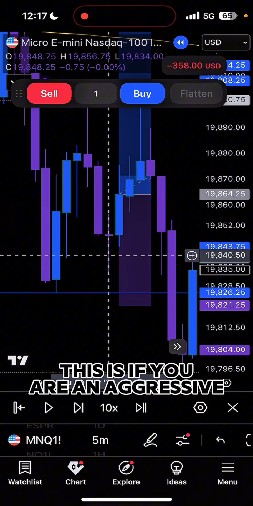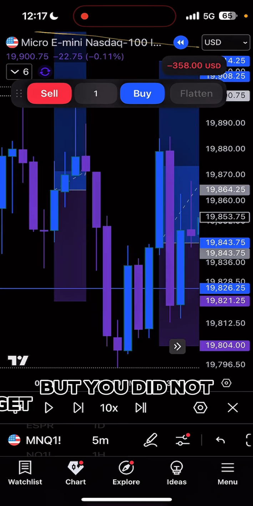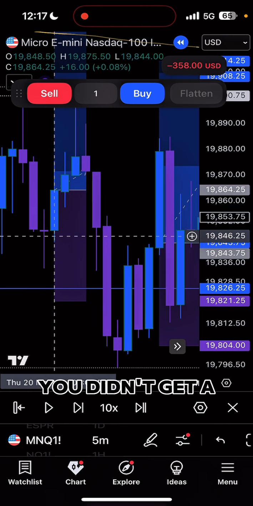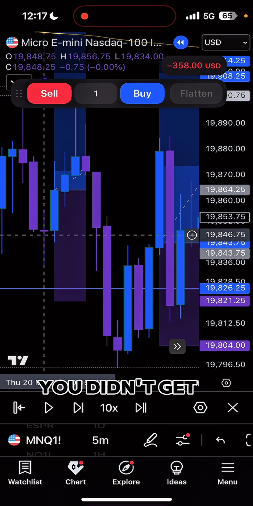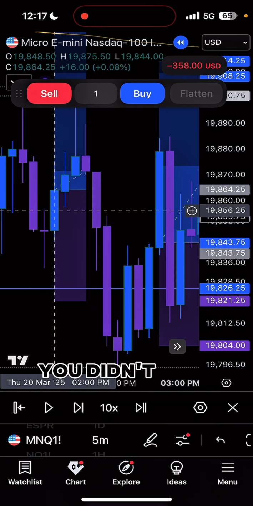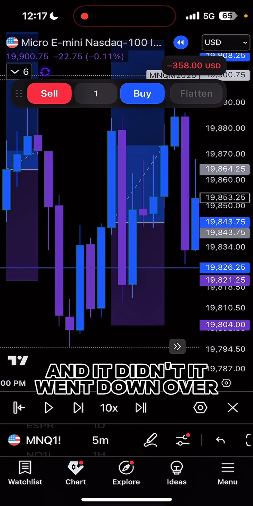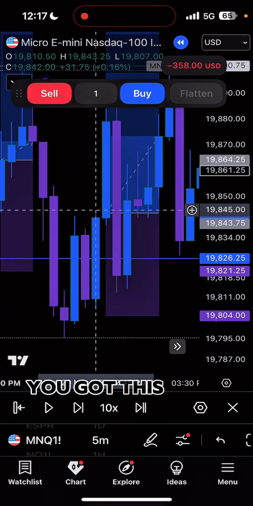If you were an aggressive trader, you just see a higher low, but you did not get an indicator candle. You didn't get a solid bar candle over here. You didn't get a bullish pin bar. You didn't get an engulfing candle pattern. You didn't get a candle indicator that price wants to continue up, and it didn't. It went down. Over here, for the more passive trader, you got this solid bar candle.